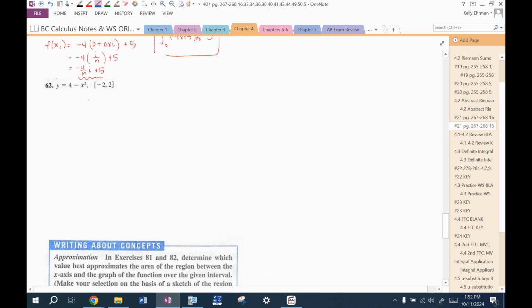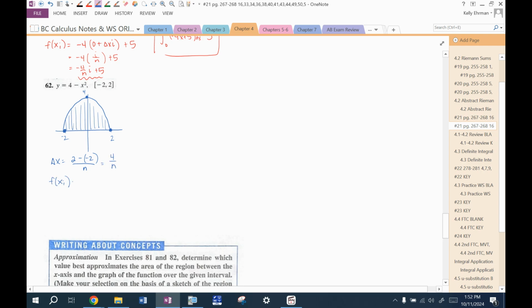So 4 minus x squared between -2 and 2. So here's -2. Here's +2. 4 minus x squared hits 0 at those points. When I plug in 0, I get 4. I know that this looks like a little parabola. And we're talking about this area in here. First, find a delta x. It's the end of the interval minus the beginning divided by n subintervals. That's 4 over n.